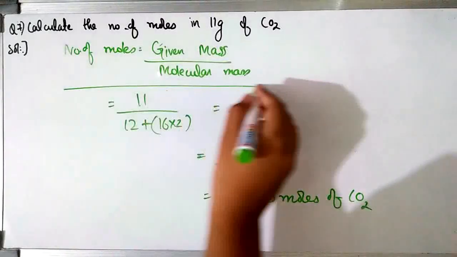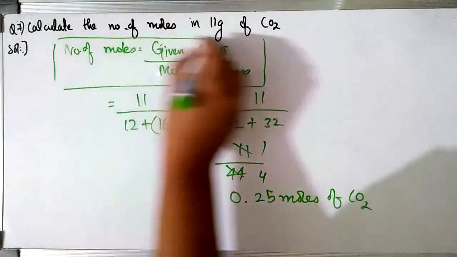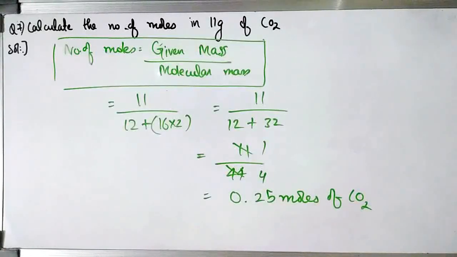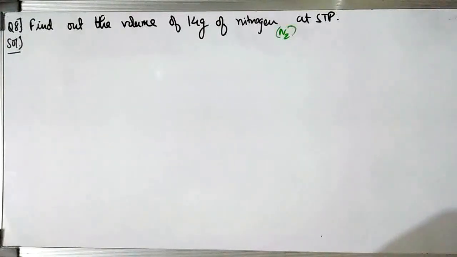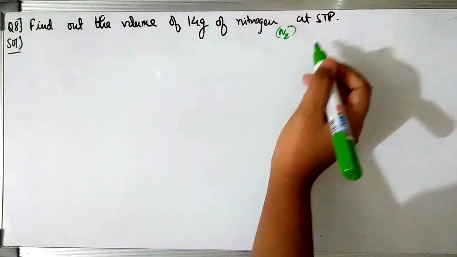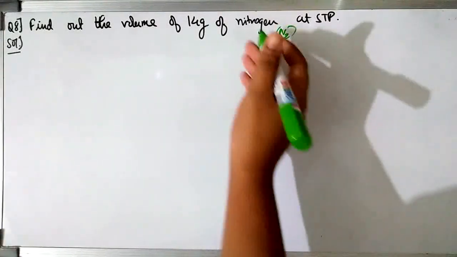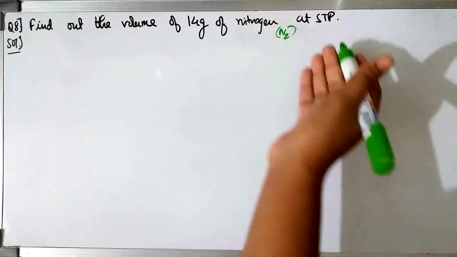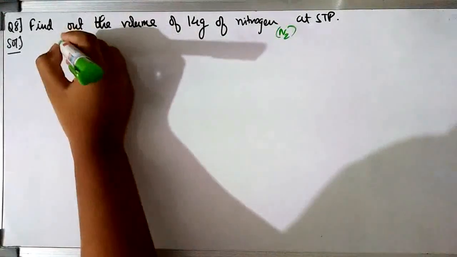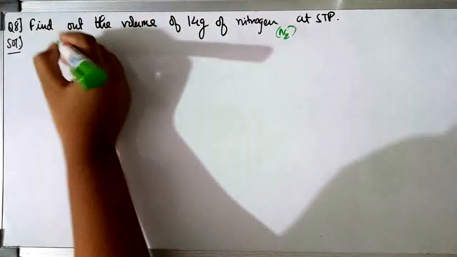So using this formula, we found out that there are 0.25 moles of carbon dioxide present in 11 gram of carbon dioxide. So now we need to find out the volume of 14 gram of nitrogen at STP. So that is at standard temperature and pressure. Nitrogen is in the form of N2, that is a diatomic molecule. So first we are going to find the number of moles to find the volume.